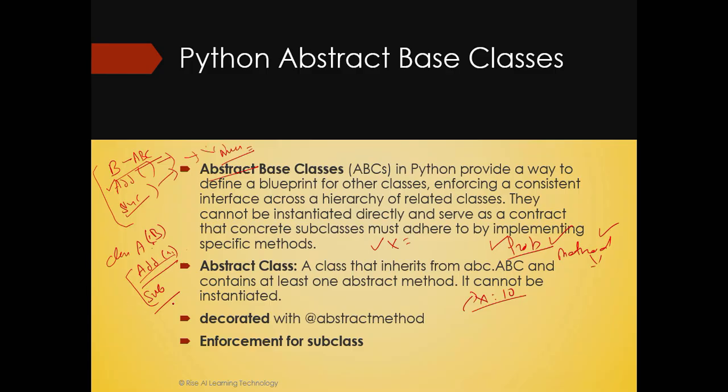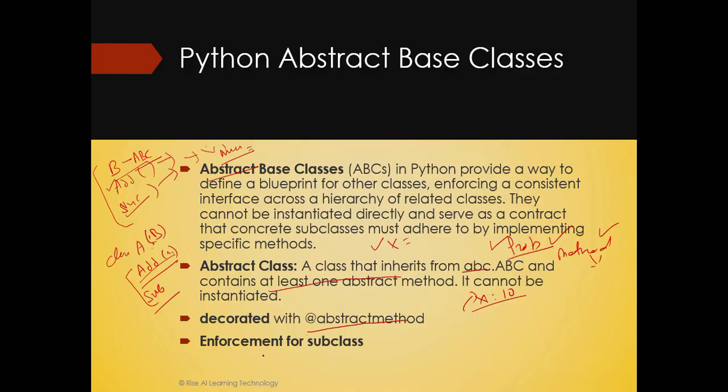So what is the thing here? Once we are saying a class as abstract in Python, that must be inherited from ABC. ABC is a package in Python which is telling that this class is an abstract base class, and it should contain at least one abstract method. I cannot only say that this class B is using the ABC and it doesn't have any methods. It should have some blueprint inside it. And it should be decorated with this particular decorator.